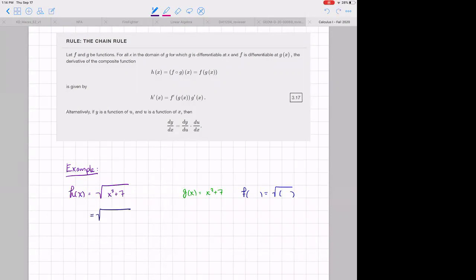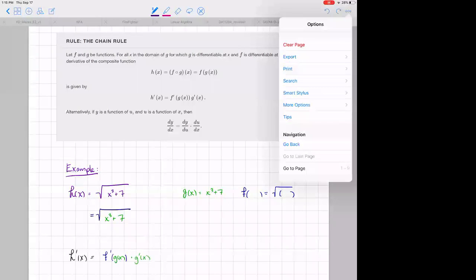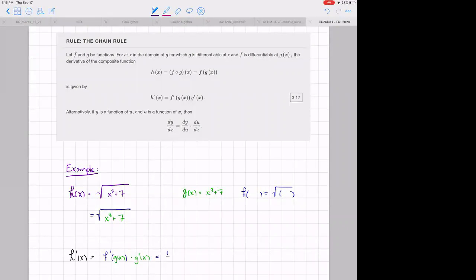Okay, so when I do that, then I know I'm just decomposing this as h of x is the square root of x cubed plus 7, and I have the blue is f of something, and the green is g of x, which is x cubed plus 7. So now when I go to take the derivative h prime of x, I know that I should take the derivative of the outside function, plug the inside function in, and then take the derivative of the inside function and multiply by that. So here I go. The derivative of the outside function is going to be 1/2 something to the negative 1/2. I plug in the something, which is x cubed plus 7, and then I multiply by the derivative of that something. Derivative of x cubed is 3x squared. The derivative of 7 is 0.